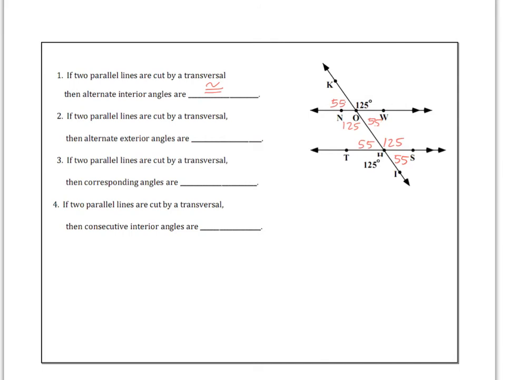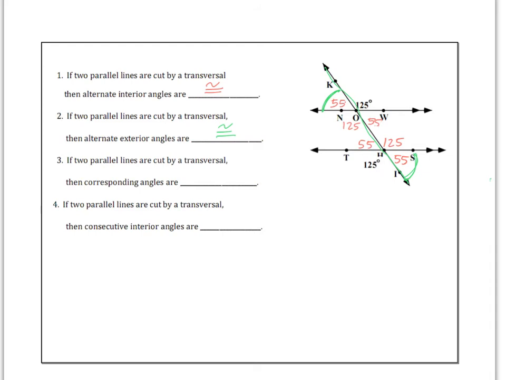Number 2, if two parallel lines are cut by a transversal, remember this thing is the transversal, then alternate exterior angles are, well, remember alternate exteriors. It's like this 55, on the left of the transversal, and this 55. They're exterior because they're not between the two lines, and they're alternate because one's on the left and one's on the right of the transversal. They're both 55. They're congruent also.